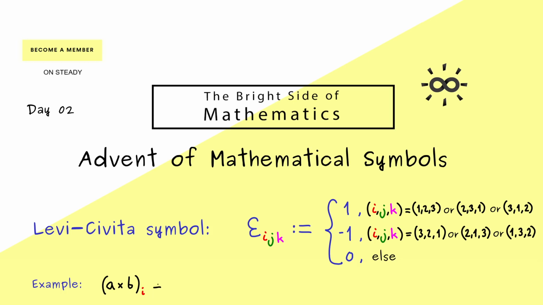And it turns out this can be calculated using the Levi-Civita symbol. It's the double sum over all possibilities for j and k, and then we take the Levi-Civita symbol epsilon i, j, k times the jth component of a times the kth component of b. In fact, this is a formula some people use to define the cross product of 2 3-dimensional vectors.